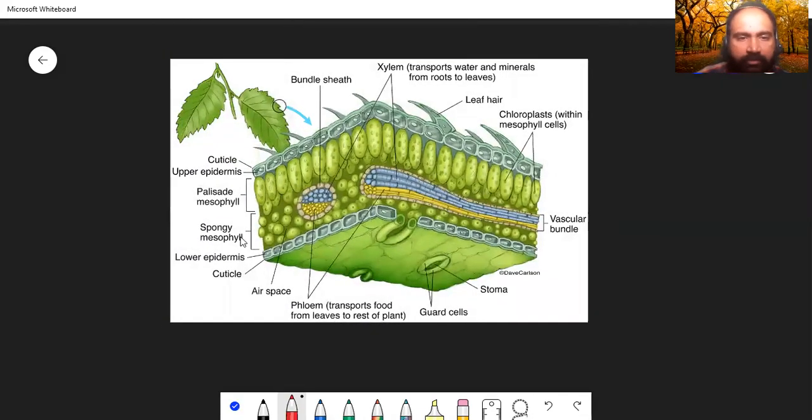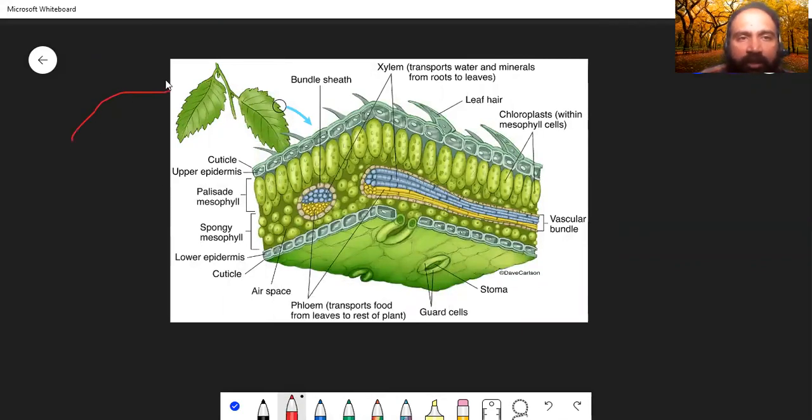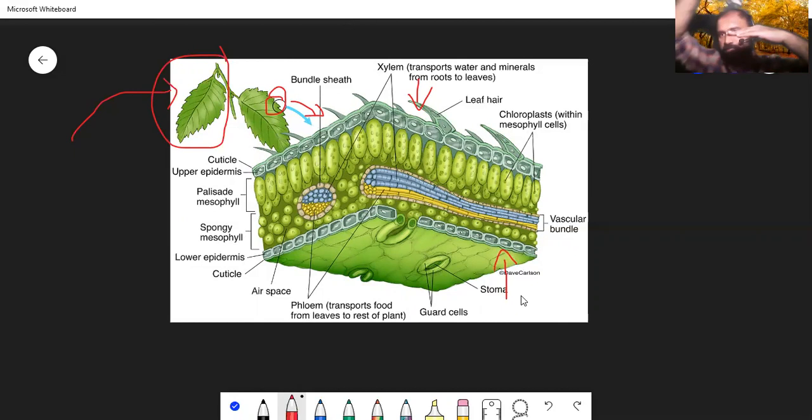Let me select the pen. So here you can see a leaf. Now this part of the leaf is magnified. This section which you're seeing here is the magnified image, a big image of that small section of the leaf. This here is the upper surface of the leaf and this here is the lower surface of the leaf. That is magnified, and the leaf looks like this.